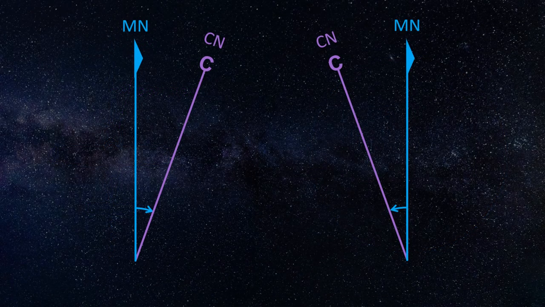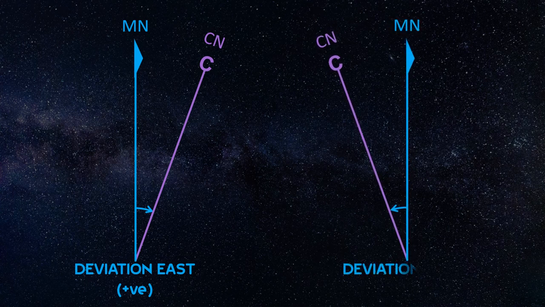As for variation, deviation also has east and west value. When compass north is to the east of magnetic north, the deviation is east. Mathematically, deviation east is positive. When compass north is to the west of magnetic north, the deviation is west. Mathematically, deviation west is negative.